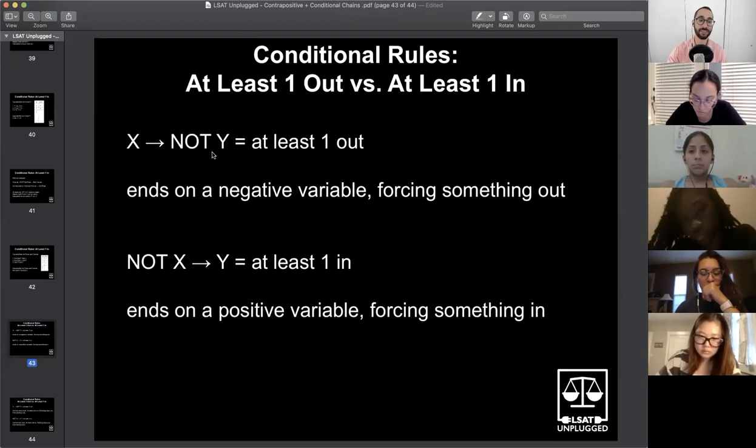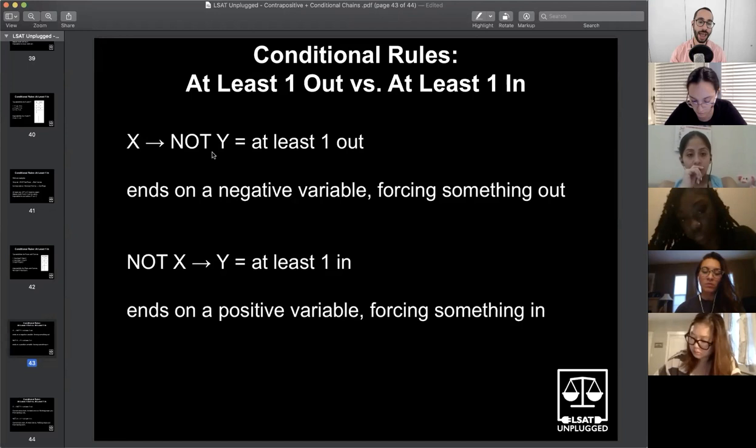So look at the necessary condition. That tells you what must result. If we end on a negative, we're losing something. If we're losing something, that means we could not have both because something was forced out. So think of it as like we're ending on a low note. We're ending on a negative. That sucks. We're losing something.